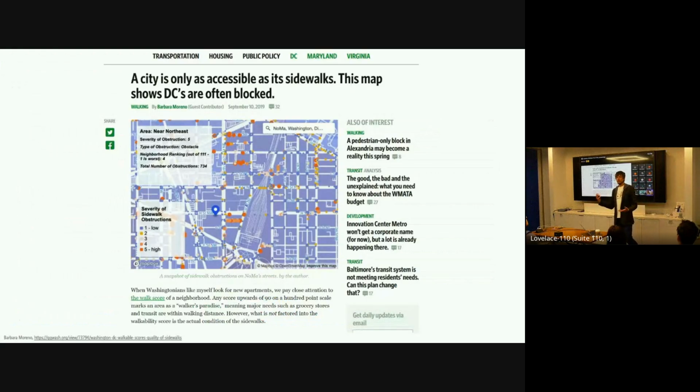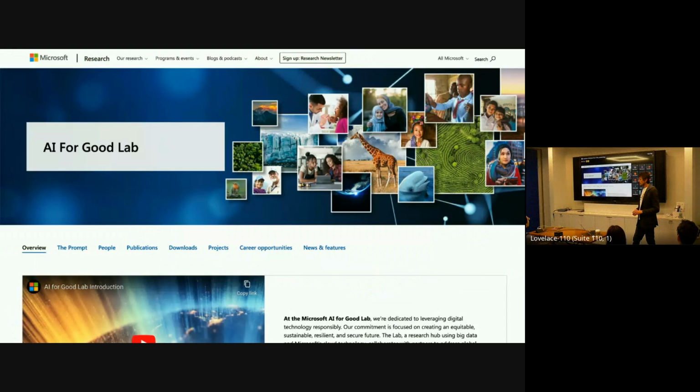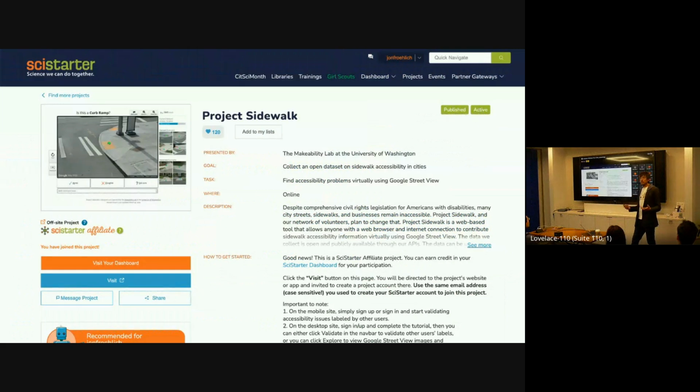So this is an interactive visualization of DC that was covered by local press. This is a team out of Germany that started using our data in Mexico to develop these access score visualizations. Microsoft's AI for Good team has been using our data to train machine learning algorithms. And we've been a featured project on SciStarter, which is a community science platform for kids, for Girl Scouts and others to utilize crowdsourcing projects like Project Sidewalk.